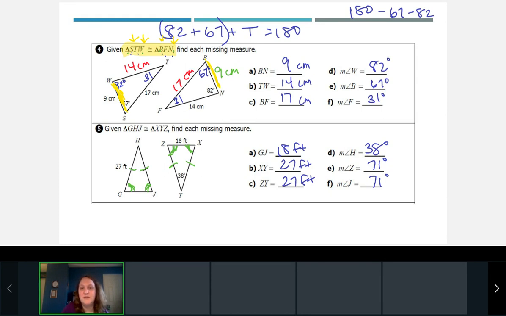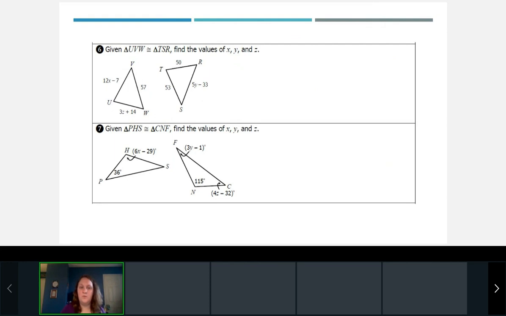All right, how do we feel about this congruent part stuff? Do we feel good? I hope that we do. What happens when we have expressions? Yay! I like to see all the positivity in the chat. It makes me happy. So in example six, they have sides labeled. In example seven, they have angles labeled. So let's deal with example six first and talk about sides.